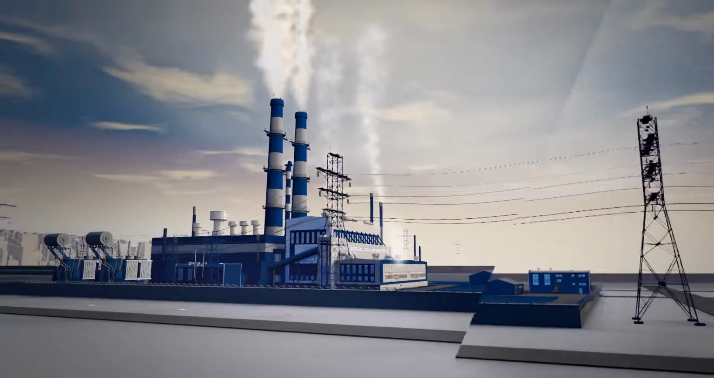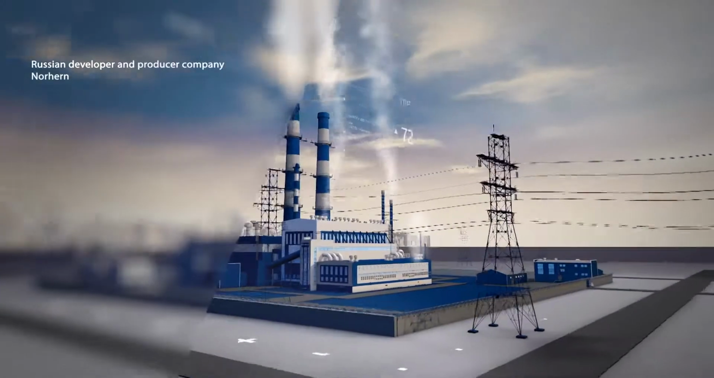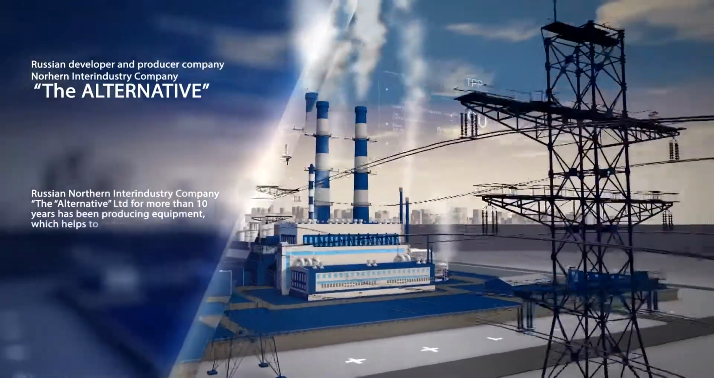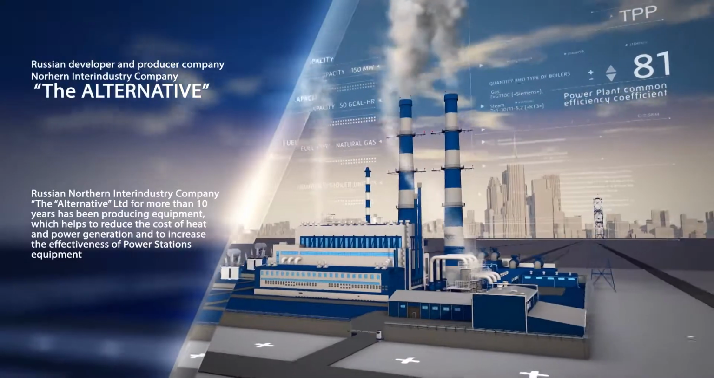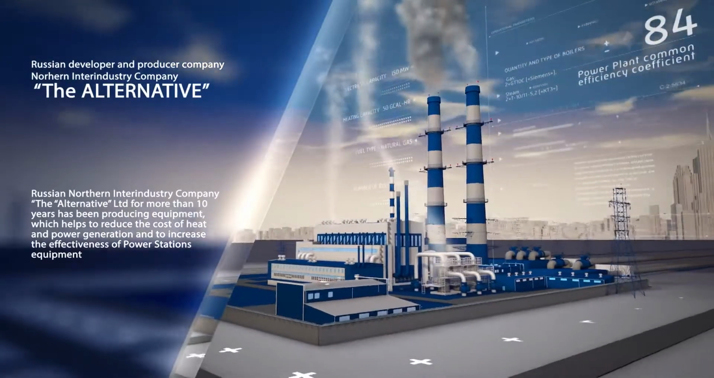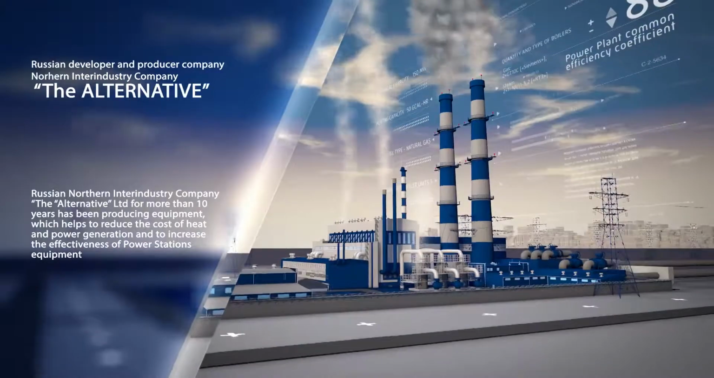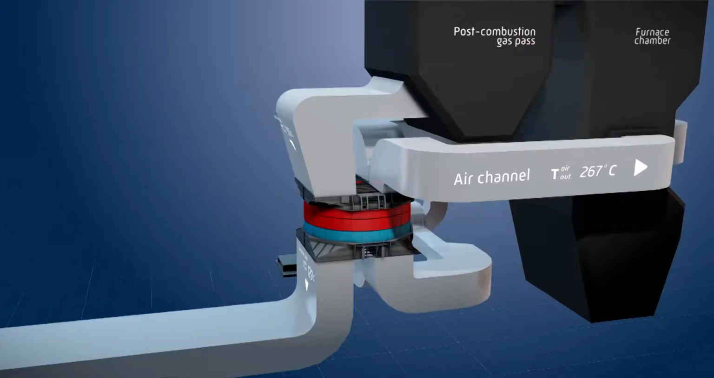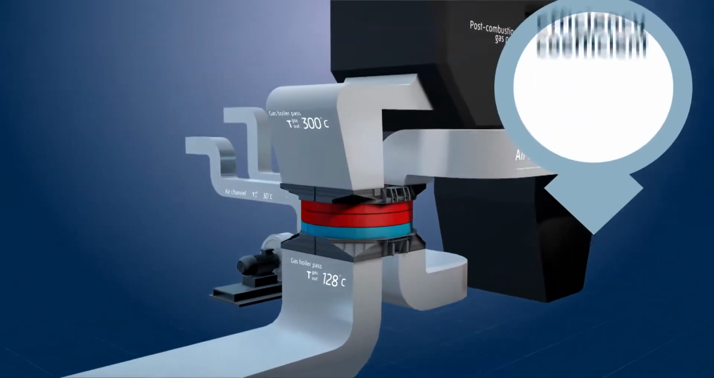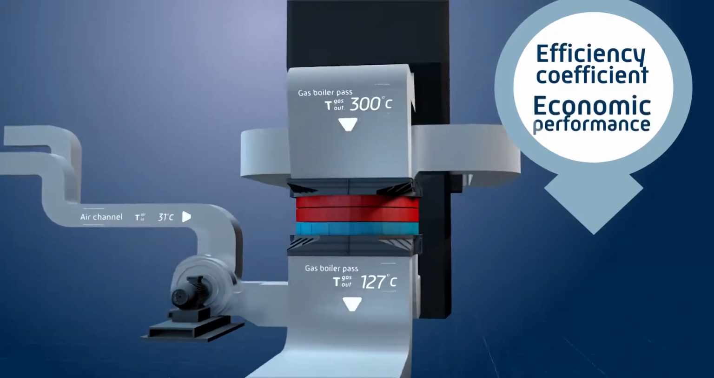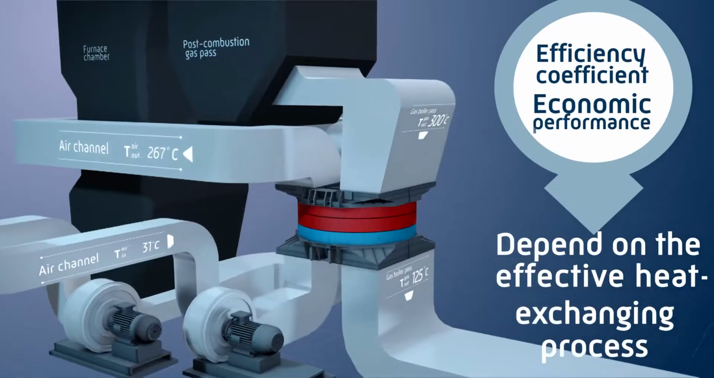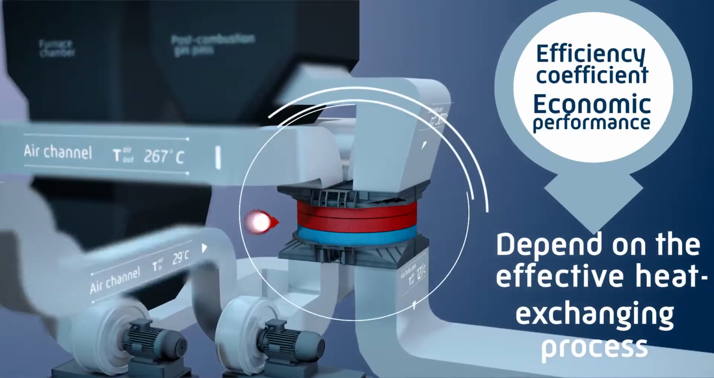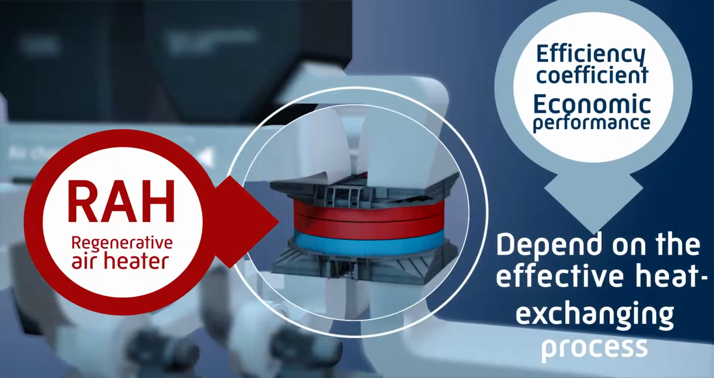SMK heat exchange elements. The Russian Northern Inter-Industry Company, the Alternative Ltd, for more than 10 years has been producing equipment which helps to reduce the cost of heat and power generation and to increase the effectiveness of power stations equipment. It is well known among power stations engineers that efficiency coefficient and economic performances to a great extent depend on effective heat exchanging process, which involves a regenerative air preheater, RAPH.